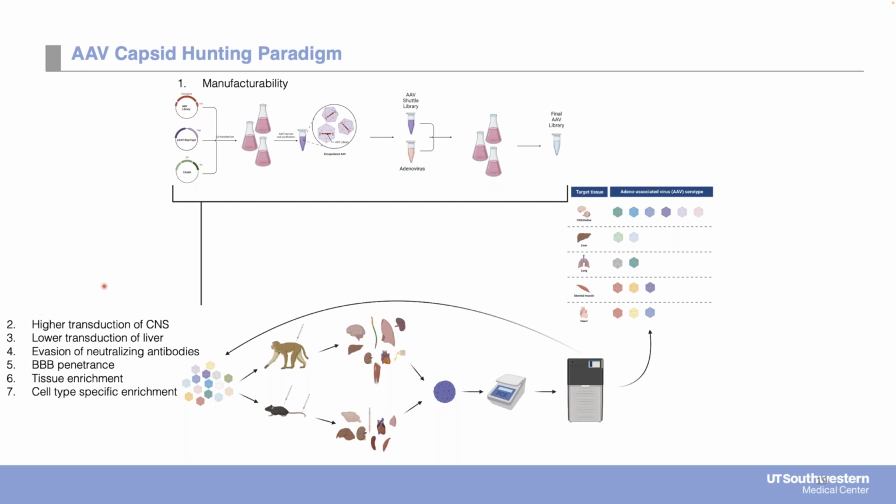And then additionally, what we're able to highlight through our screens in parallel within both mice and non-human primates is that we're able to analyze for capsids that have higher transduction in the CNS. We could potentially look at capsids that were detargeting the liver. If we adjust the parameters of our screen, we can start looking at evasion of pre-existing neutralizing antibodies, or even capsids that have enhanced performance for blood-brain barrier penetrance. And then where I'm really excited is to start analyzing in a much more specific manner how we can identify capsids that are more cell type specific or even more tissue specific.